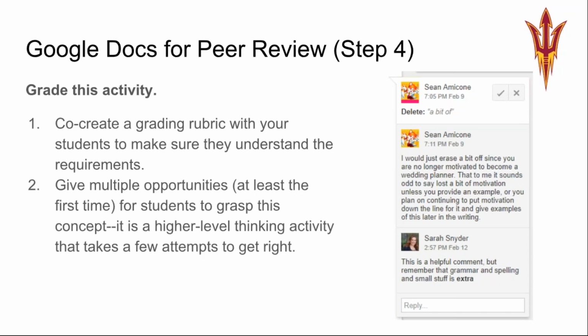So I have students basically say this is 1 out of 3, 2 out of 3, 3 out of 3. And then we also create a grading rubric with my students to make sure that they understand the requirements, and then I can give them specific feedback based on what they've done well and what they could do better in. And I also give them multiple opportunities, at least the first time, for students to grasp this concept. It is really a higher level thinking activity. It's basically writing about writing, and it takes a few attempts to get right. And it also takes a few attempts for students to understand that they have things to bring to the classroom.